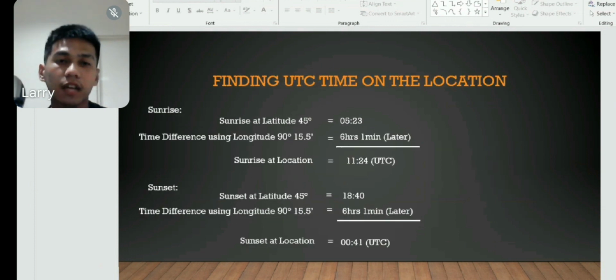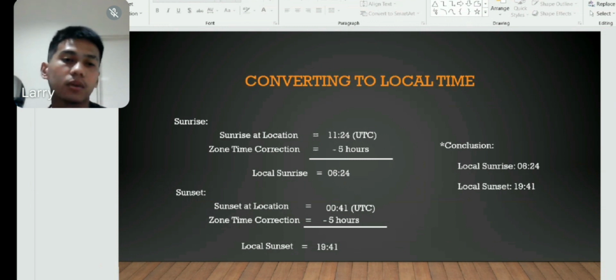After that, we must convert it to local time. The local sunrise at the location is equal to our UTC of 11:24, and the zone time correction is -5 hours. That will give us the result of 6:24. For the sunset at the location, our UTC is 2241 and our zone time correction is -5 hours. That will give us the local sunset of 1741.